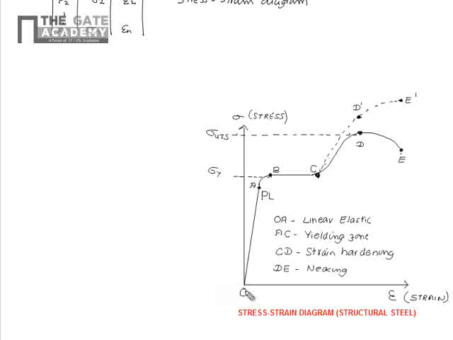The initial portion OA is called the proportional limit. As the name indicates, sigma, the stress, is proportional to strain in this portion, and we can say that sigma is equal to E into epsilon, where E is the constant of proportionality called the elastic modulus or the Young's modulus.